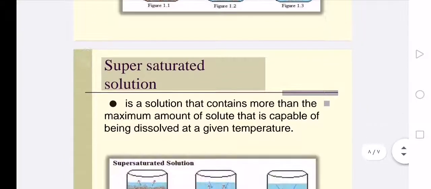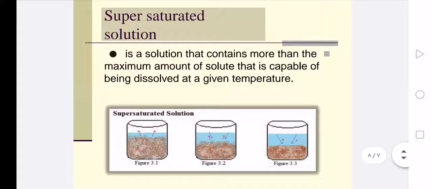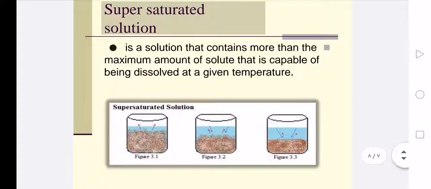So what is the supersaturated solution? The supersaturated solution is one that contains more than the maximum amount. For example, if you have 10 molecules of water, and you have 20 molecules of sugar. So when you put these 20 molecules of sugar in the 10 molecules of water, just 10 molecules of sugar are going to dissolve, but 10 would be precipitated below. So this is called the supersaturated solution.